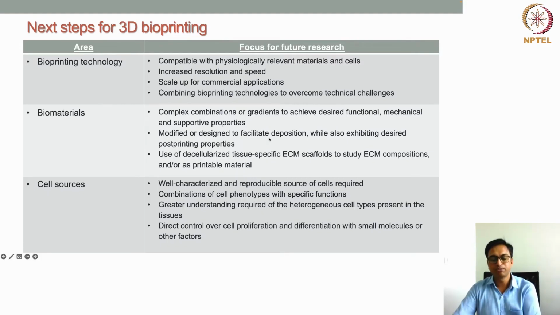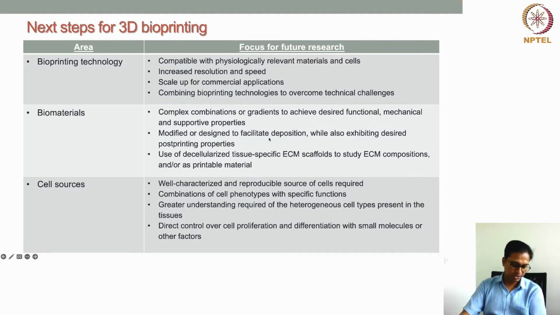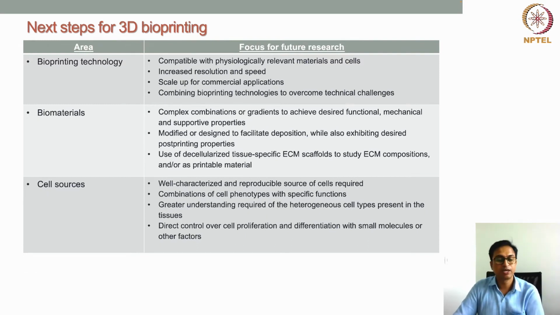So this post printing property, suppose we can control the post printing property by taking care of the deposition process and the biomaterials, then probably we can come up with a better strategy, better technology, so that we can address the issues related to bioprinting.